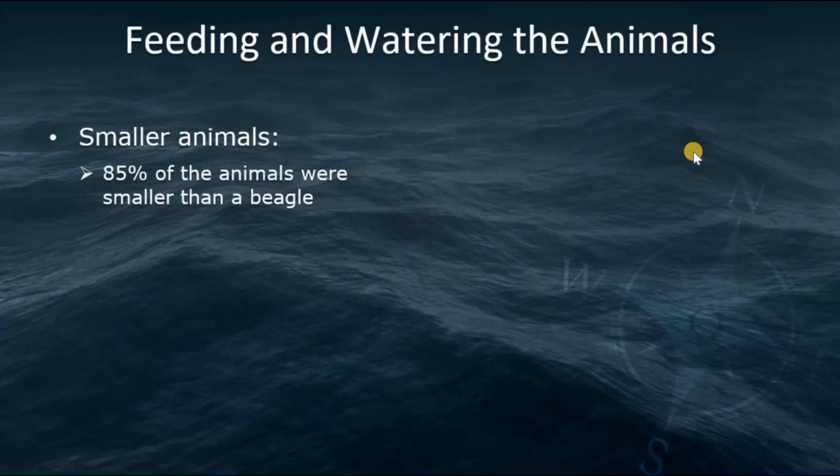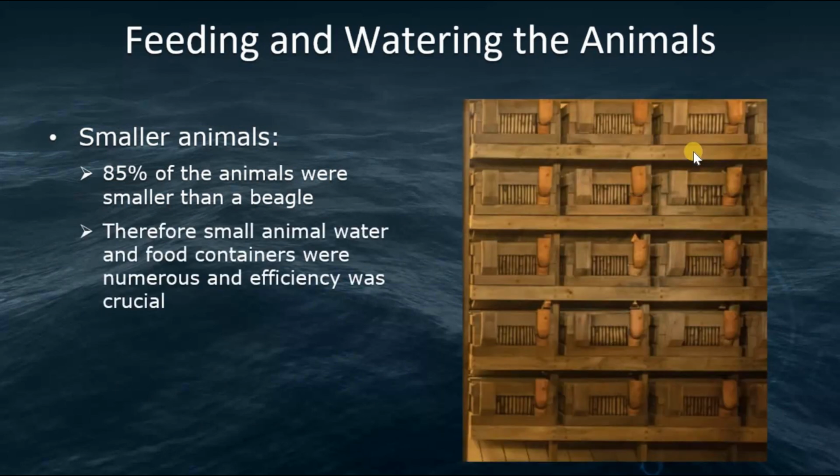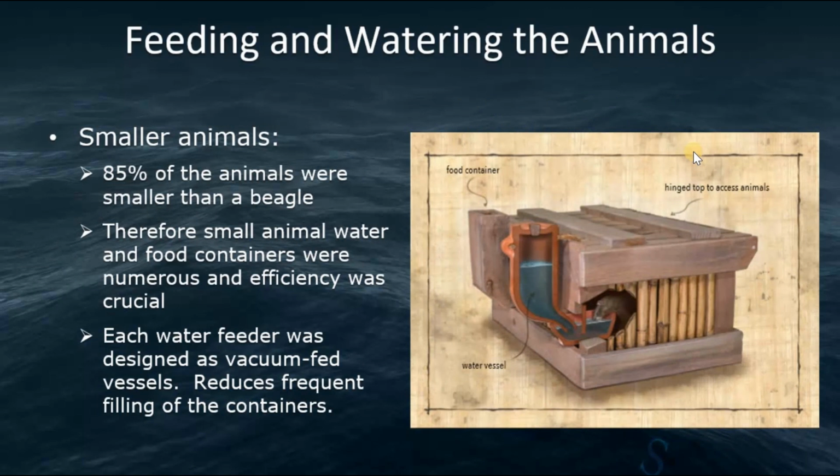Now, smaller animals, they figure about 85% of the animals were smaller than, say, a beagle dog. And for the smaller animals, they would have these smaller water and food containers, and they were numerous in efficiency, and they would have them horizontally and vertically stacked, and I'll show you why that's important. But each water feeder was designed as a vacuum-fed vessel and reduces frequent filling of the containers. So each small animal cage had water and food, and they could drink water and eat for several days.